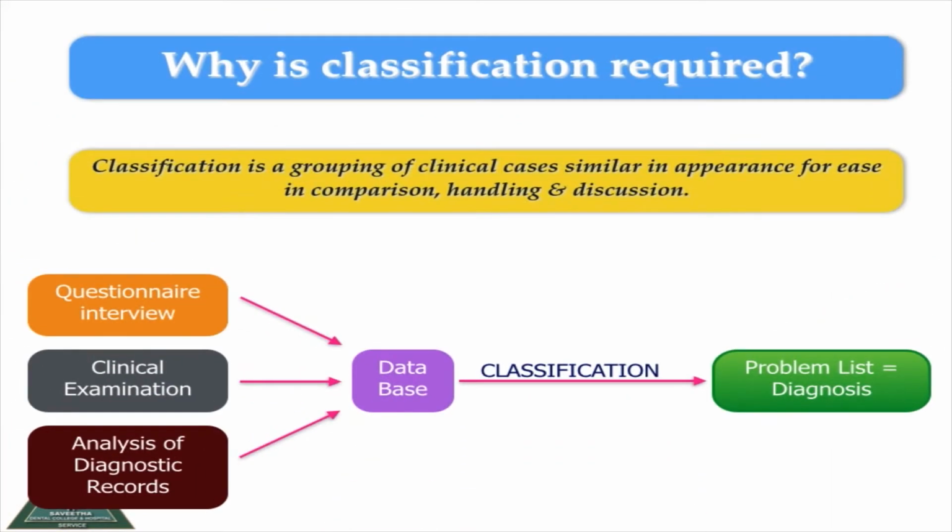The topic for discussion is classification of malocclusion. Why is classification required? Classification is grouping of cases which are similar in appearance, for comparison, handling and discussion. When a patient enters your clinic, there will first be a questionnaire interview, clinical examination of the patient and analysis of his records, creating a database for the patient, classifying the patient according to one group, forming a problem list, and diagnosing and formulating a treatment plan.